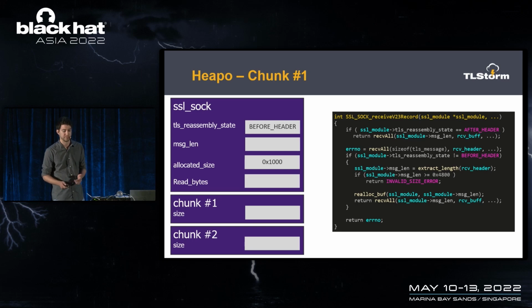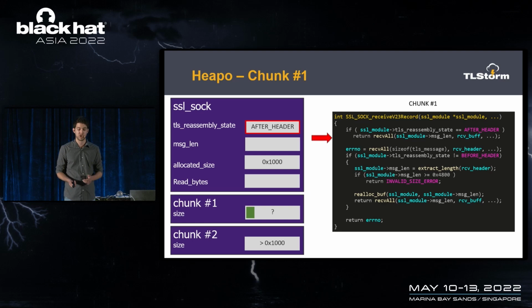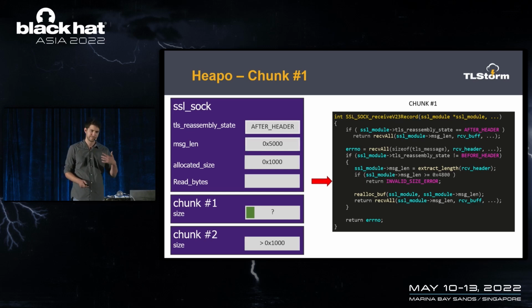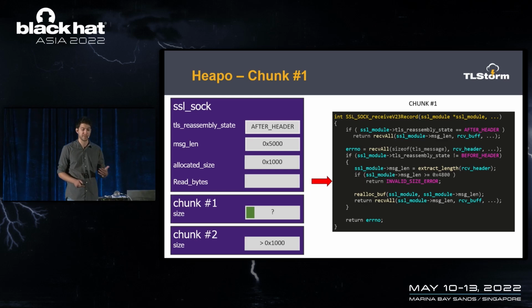Now for the vulnerable flow. We begin in the same manner, with the same state check, the same reading of the header, and once again, the same state check. Now, when we extract the length for the vulnerable flow to take place, we give a bigger size than is allowed of, let's say, 5,000 hexabytes. And because this size is too big, this check will fail and the function will exit. But remember, this is before the reallocation took place. So the internal buffer is still too little.